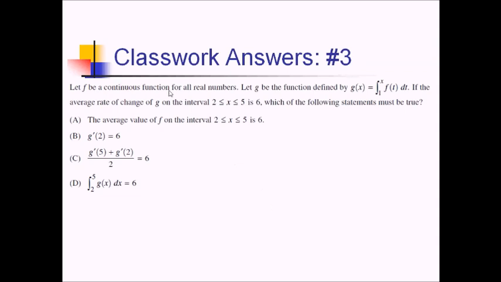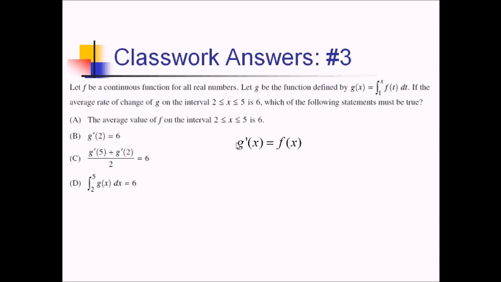On this problem, f is a continuous function, and g is a function defined as g of x equals the integral from 1 to x of f. If the average rate of change of g is 6, which of the following statements must be true? So the key on this one, because they're giving us a whole bunch of statements involving f, g prime, g, the key on this one is realizing that g prime equals f of x, and that's just our fundamental theorem of calculus, taking the derivative of an integral with an x in the upper limit.